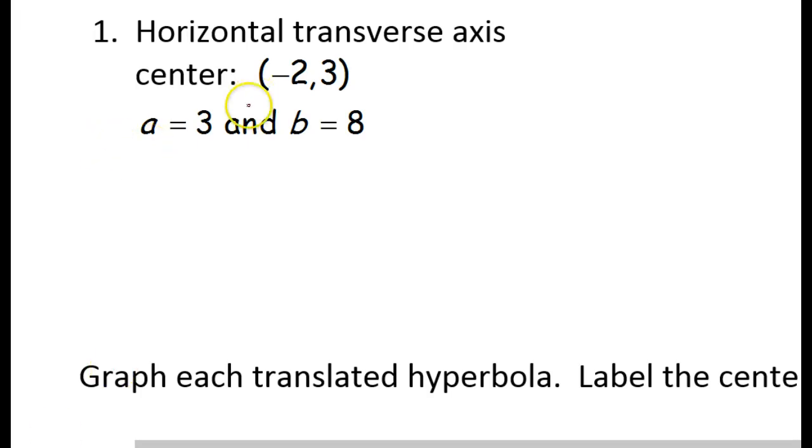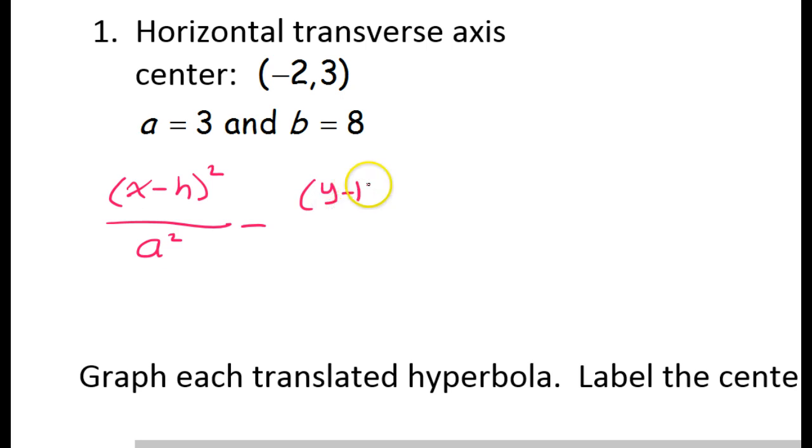So for problem number 1, right away they tell us that there is a horizontal transverse axis. That means the x term has to be first. So I'm going to have x minus h squared over a squared minus y minus k squared over b squared equals 1. This is the model that we use when we have a horizontal hyperbola or a horizontal transverse axis.